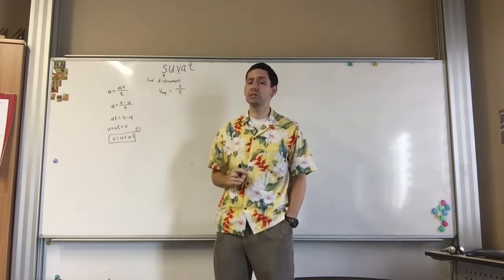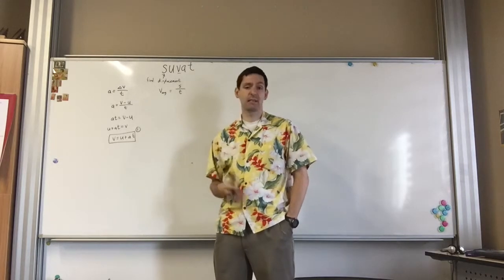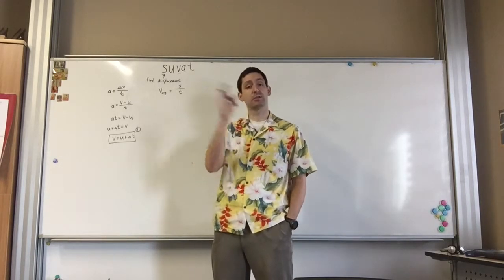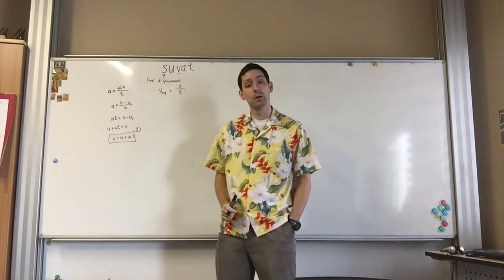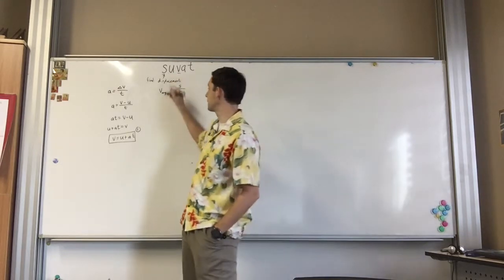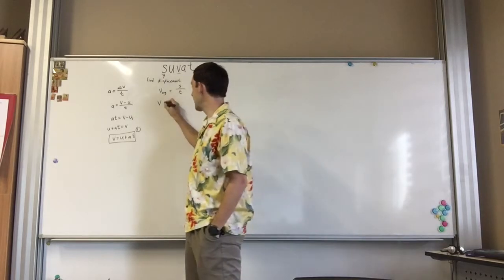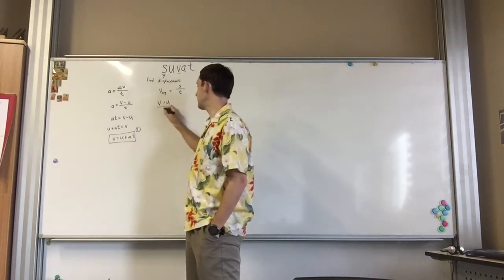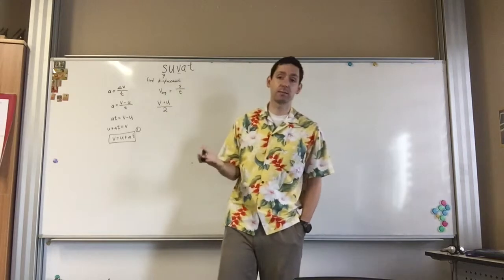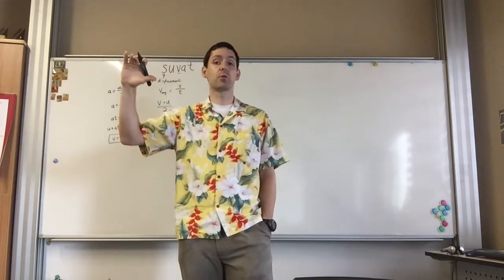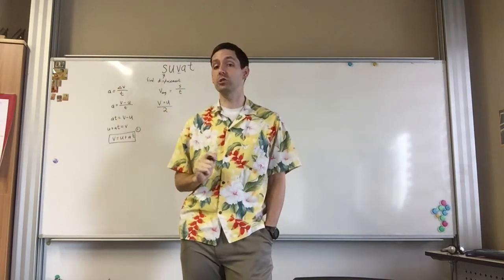Well, if acceleration is constant, then I find an average velocity the same way I find any other average. I take the two numbers and average them. So if I take my final velocity, which is v, and my initial velocity, which is u, and add those together, and then divide by 2, that should give me my average velocity, because the velocity is changing at a constant rate, so the average should be right in the middle of those two.